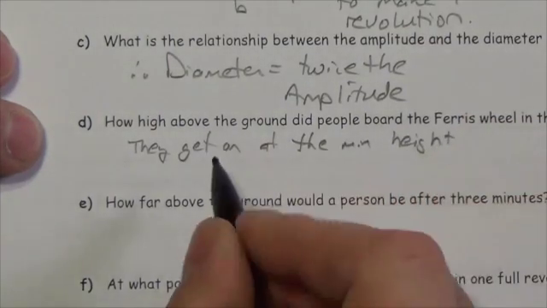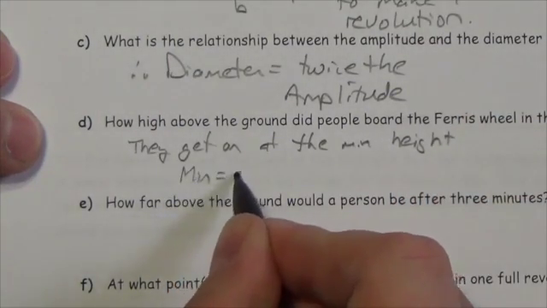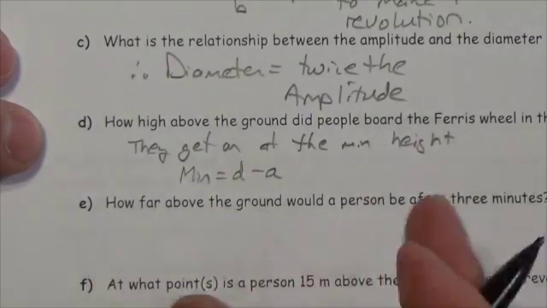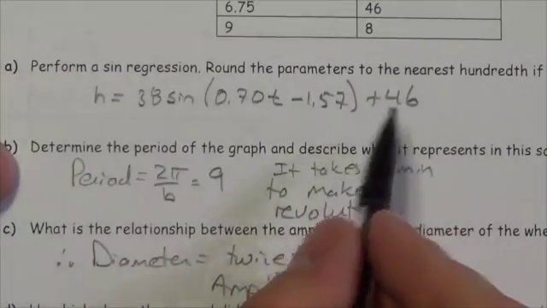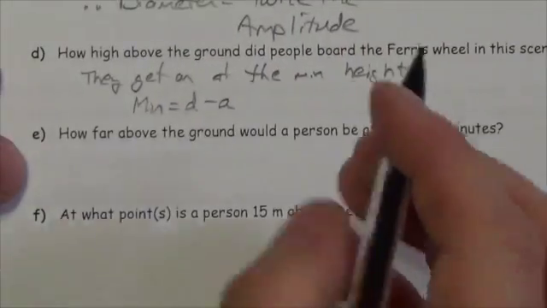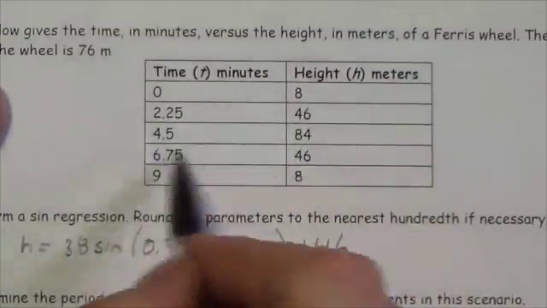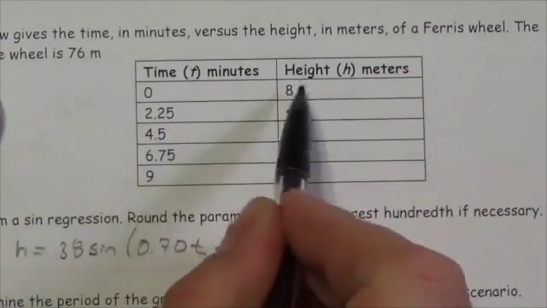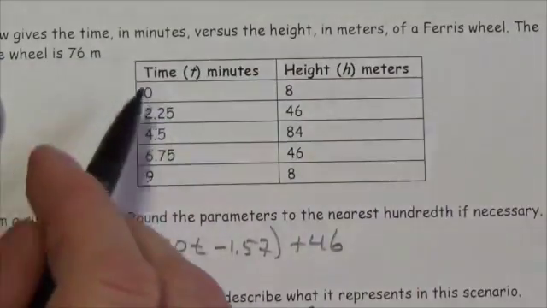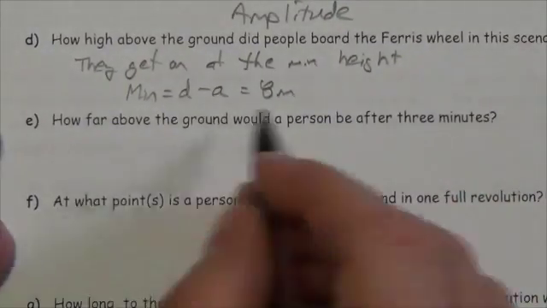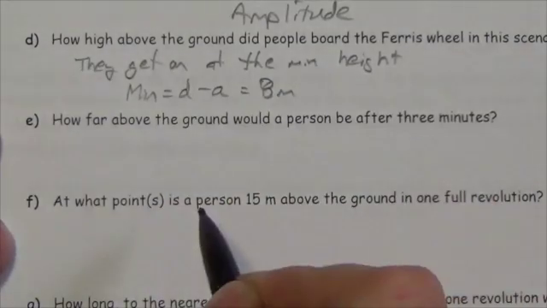And so our minimum is going to be the d value minus the a value. Now, I could go into my calculator and pull out those variables here, but the truth is 46 minus 38, the answer is 8 meters. And I also get that confirmed from the chart here. When time is 0, the height is 8. I'm assuming that that's the beginning of the ride, and so we're getting on at the lowest possible mark there. So 8 meters is what we're getting there.